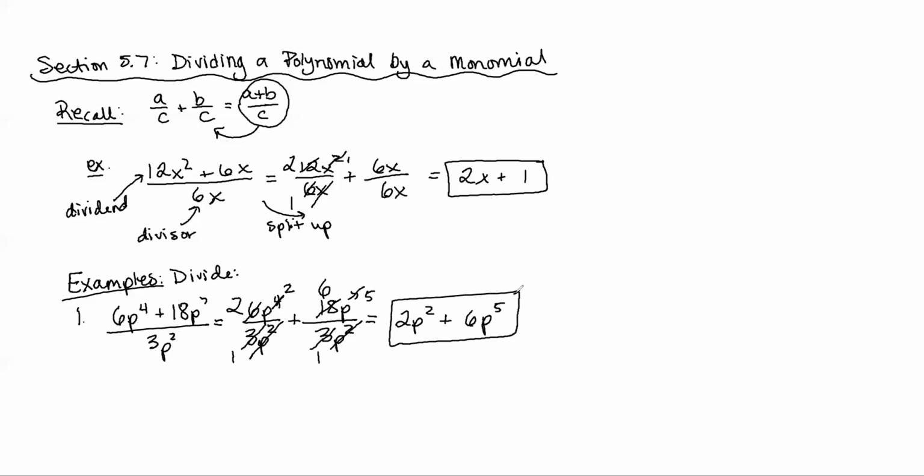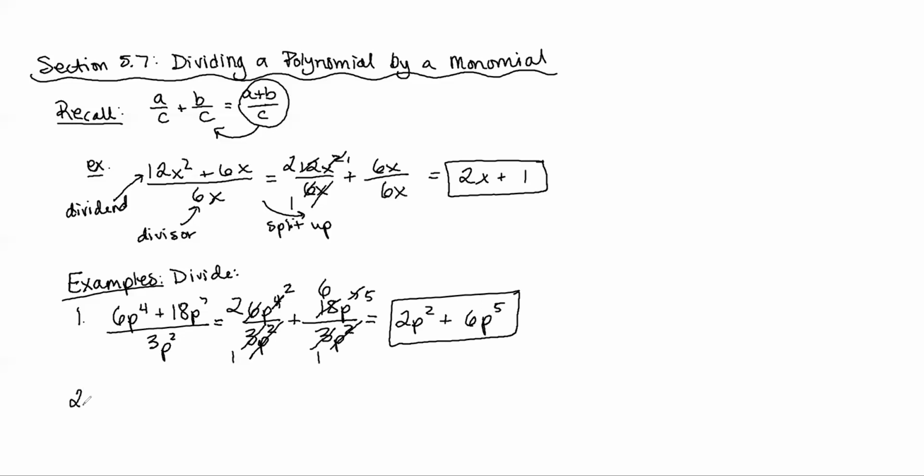And they're not always going to end up in descending order like we saw before, because it didn't start in descending order. We started with p to the 4th and then p to the 7th. So your first one should have a lower exponent than the second one. Okay, let's try another one.